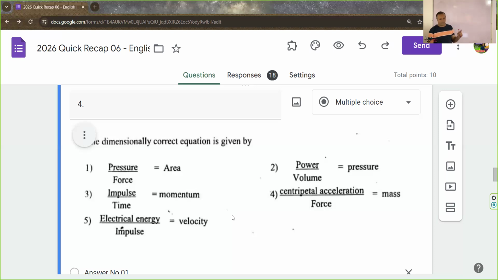Then, if you can remember F equals ma, then definitely acceleration is not equal to force into mass. Upon that argument, you can remove answer number 4. If acceleration is equal to mass into force, that cannot happen. Therefore, that equation can be removed too.